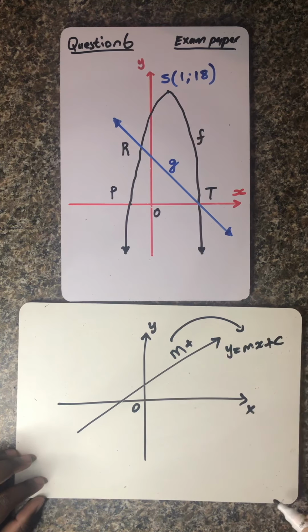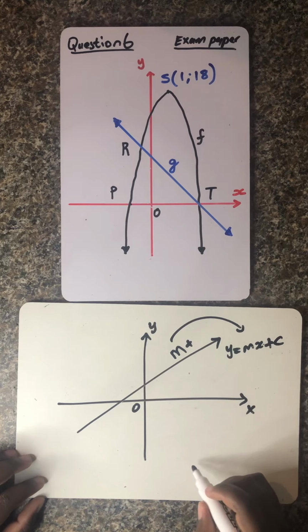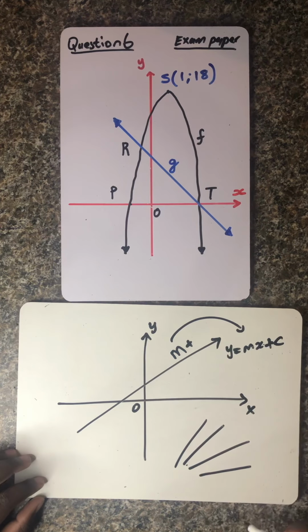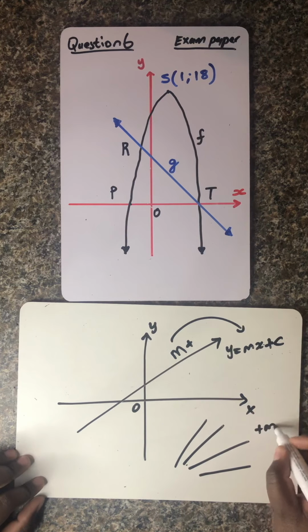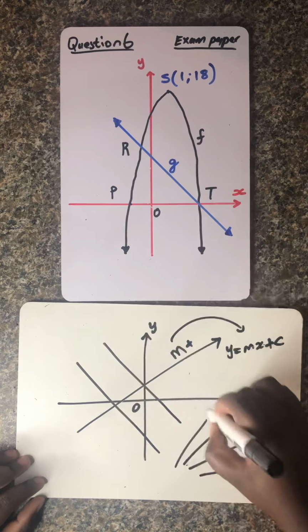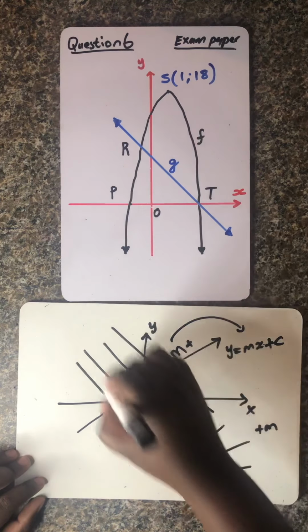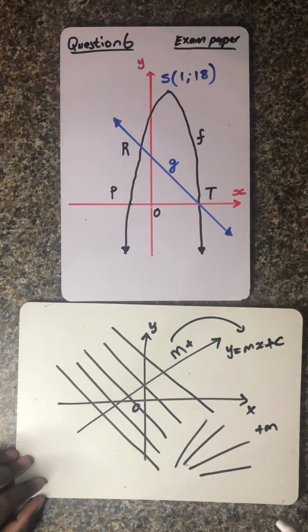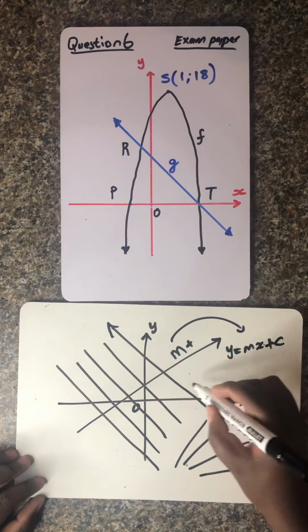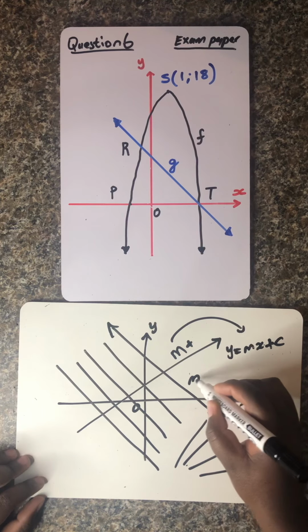Very important, ladies and gentlemen. For any equation drawn in that direction, the gradient is positive. What about a negative gradient? That means you're going to have a straight line in that direction. Very important, ladies and gentlemen. So for a graph in that direction, the gradient is negative.